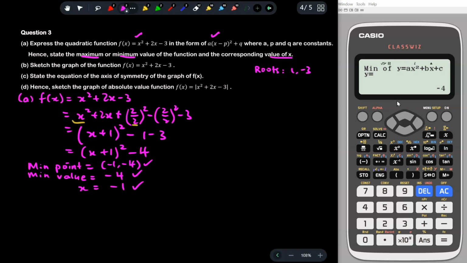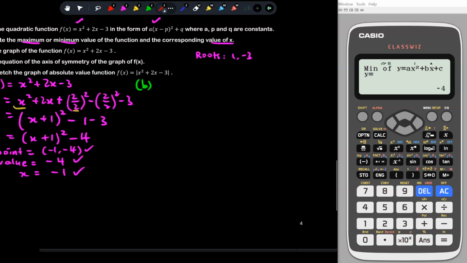Okay, so part A is settled, we're going to do part B. Sketch the graph of the function f(x) equals x squared plus 2x minus 3. I'm going to sketch it over here. So let's sketch this. Now we're going to draw this. Let me draw the y-axis and the x-axis.